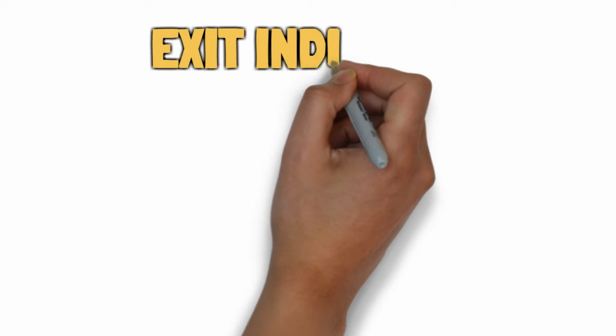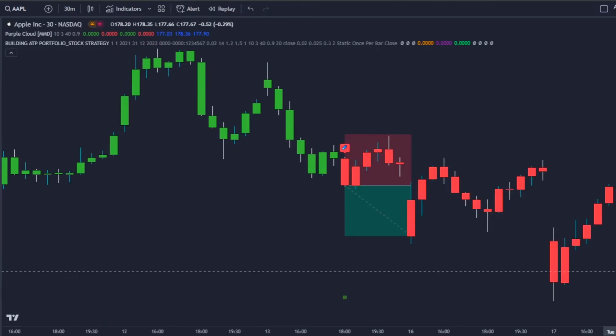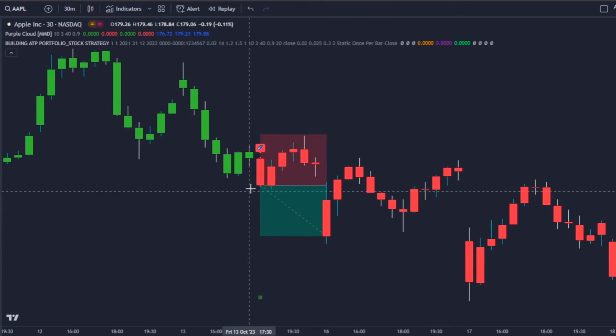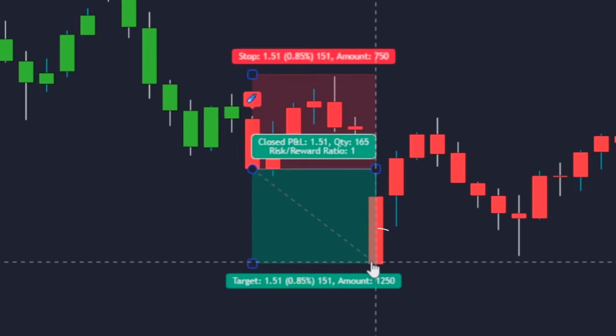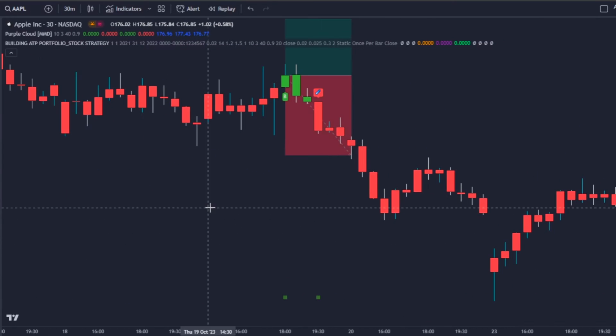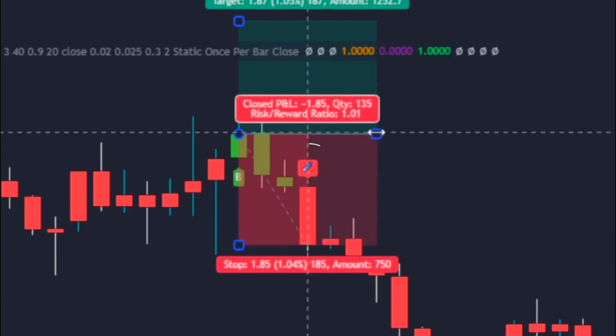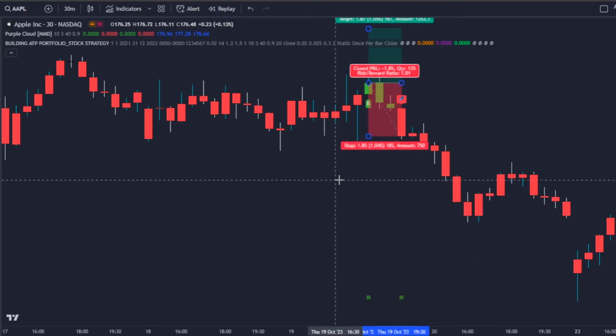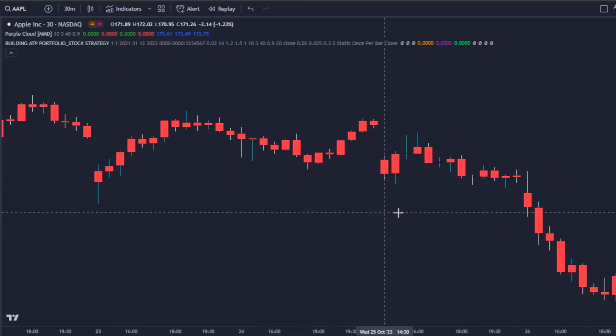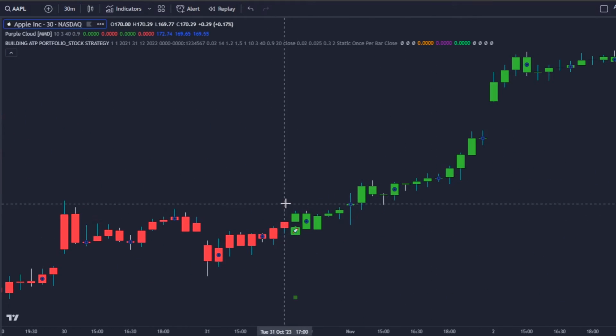Let's now talk about the exit indicator. So in the last episode's backtest, we would close a position if our take profit 1 or stop loss was hit, or if our trigger indicator gave an opposite signal during an open trade. Now, in addition to these conditions, we will also exit a trade when the exit indicator says so.